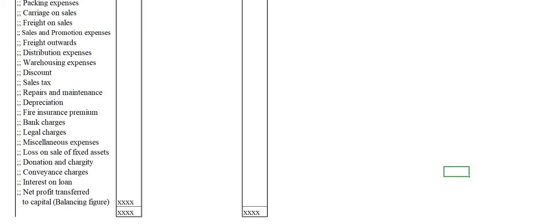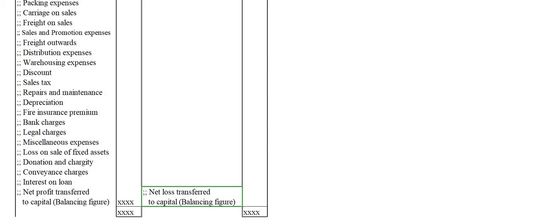Okay, if the debit side of the profit and loss account is more than the credit side, we will be getting a net loss. The balance we will get here on the credit side will be the net loss. So we can write there, net loss transferred to capital, when the expense side is more than the income side. That will be the balancing figure, if the expense side exceeds the income side.